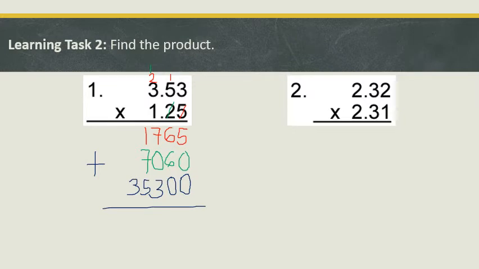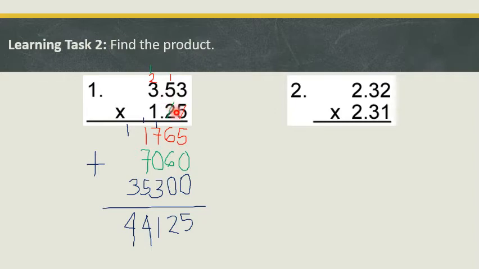So, 5 plus 0 plus 0 is 5. 6 plus 6 plus 0 is 12. Carry 1. So, 7 plus 1 is 8. Plus 3 is 11. So, carry 1 again. So, 1 plus 1 is 2. Plus 7 is 9. Plus 5 is 14. So, carry 1. 1 plus 3 is 4. So, ngayon, ito ay kung walang decimal point. So, naging 353 times 125. So, ito po yung magiging answer.